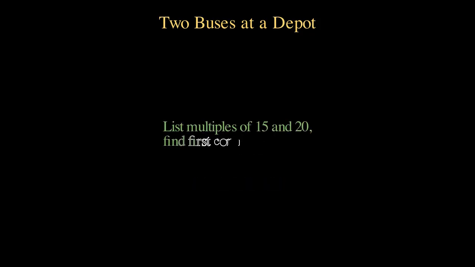One bus leaves a depot every 15 minutes, and another bus leaves the same depot every 20 minutes. If both buses leave together at 9 in the morning, after how many minutes will they leave together again? When we want the earliest time 2 repeating gaps line up again, we list out the stacked totals of each gap, 1 copy, 2 copies, 3 copies, and so on, until we hit a total that appears in both lists.